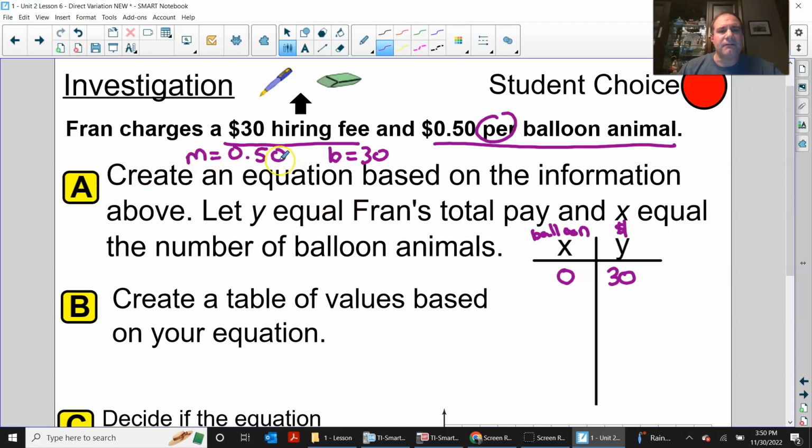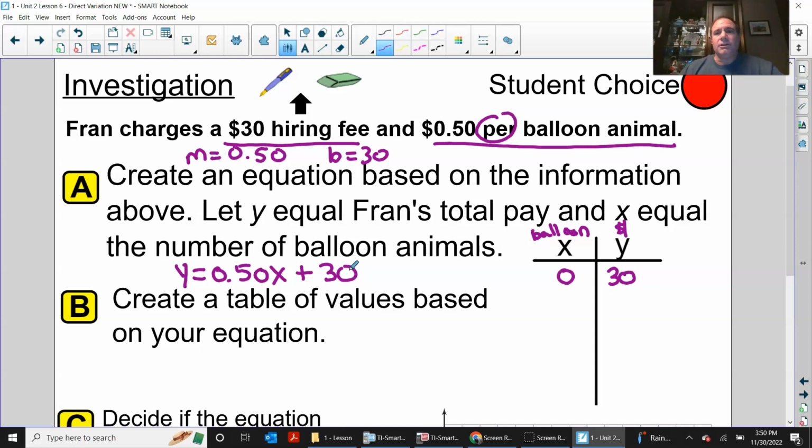So let's back up to A, create an equation. We have the M of 0.50 and a y-intercept of 30. So it's y equals 0.50x plus 30. That is the equation of what Fran is doing here with the $30 hiring fee and a 50 cents per balloon animal.